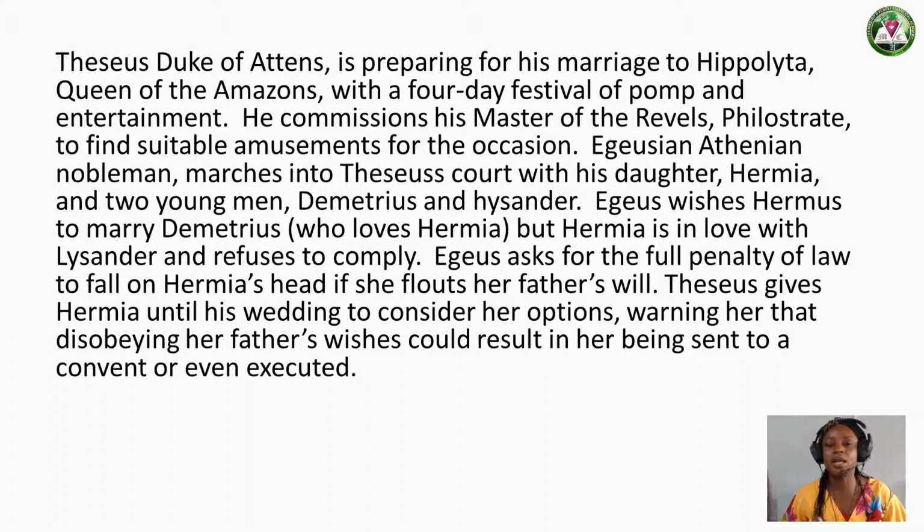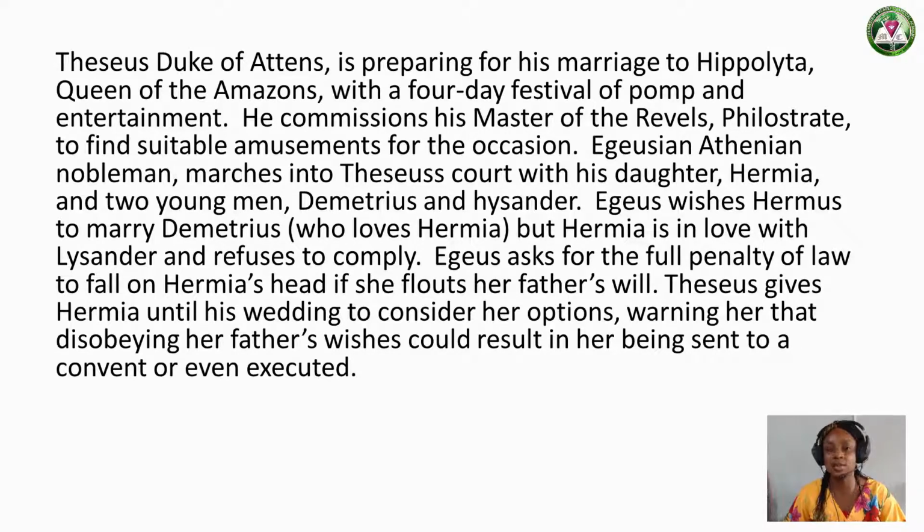Aegius, who is an Athens nobleman, marches into Theseus' court with his daughter Hermia and 2 young men called Demetrius and Lysander. Aegius wishes Hermia to marry Demetrius, who loves Hermia, but Hermia is in love with Lysander and refuses to comply.